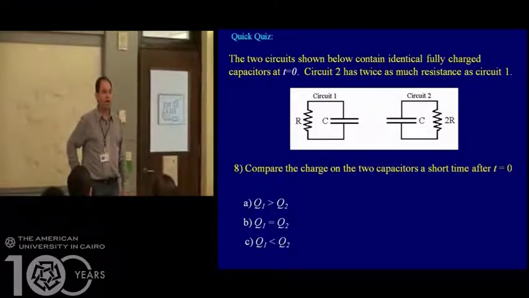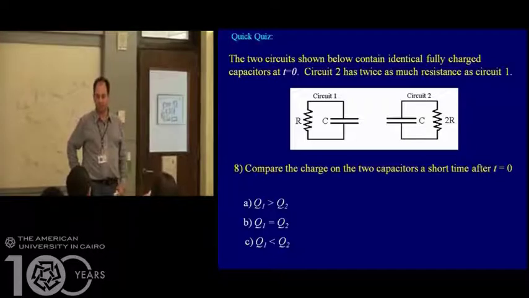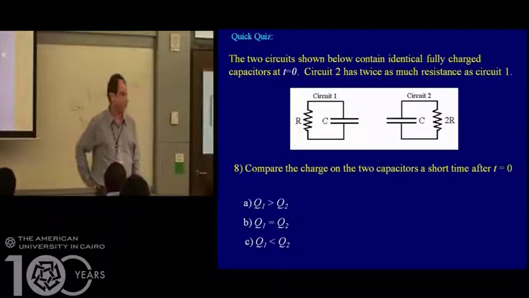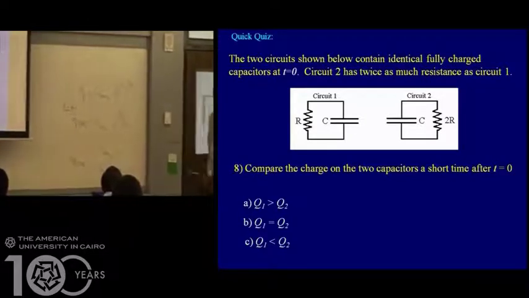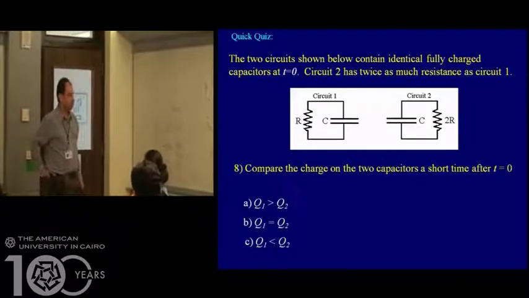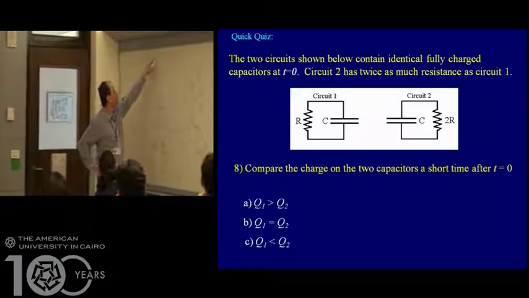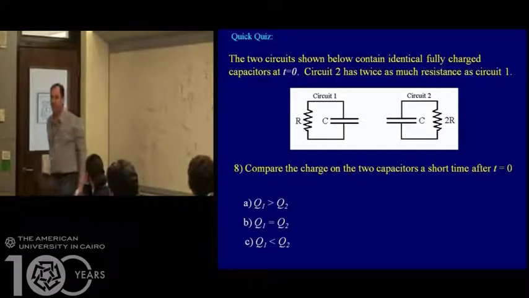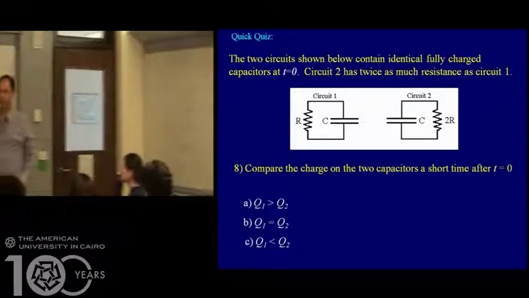Can I ask you something else, guys? What's the physics behind that? If we have two circuits, one of them has a time constant more than the other one. RC. One of them has a time constant more than the other one. What does that mean?